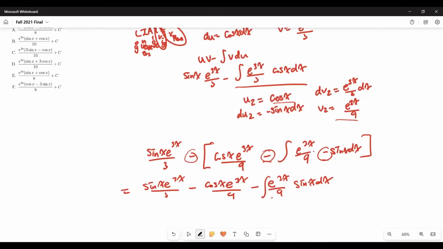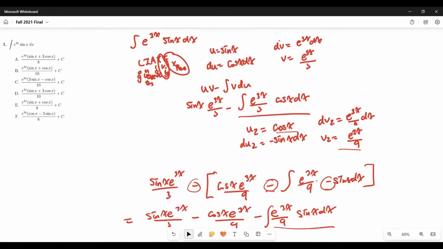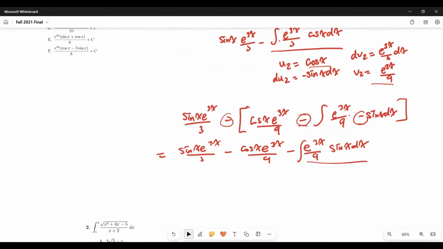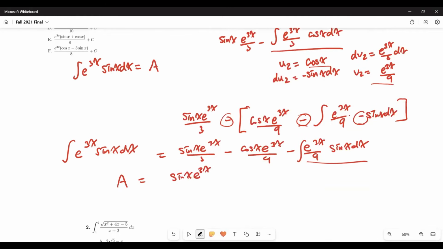If you see this form, it's not exactly the same, but it is a similar format as our original integral. So I'm going to write the integral of e to the 3x sine x dx as some kind of variable A, because I'm kind of lazy to write it all. So A is equal to sine x e to the 3x over 3 minus cosine of x e to the 3x over 9 minus 1 over 9 times the integral of e to the 3x sine x dx, because the constant can come out.